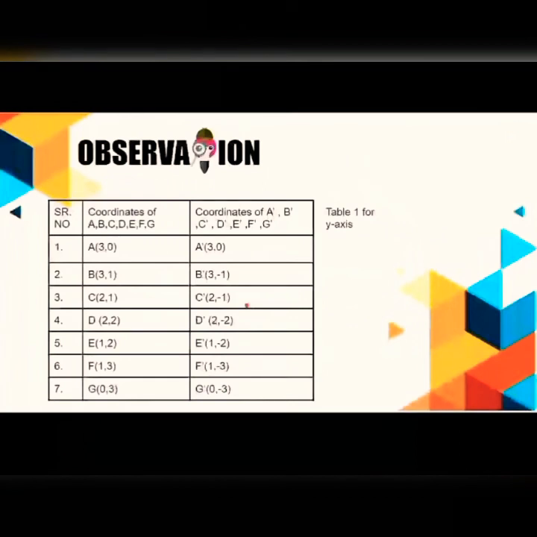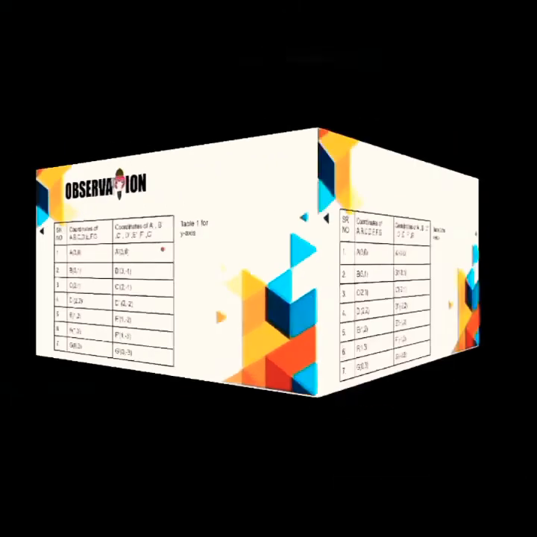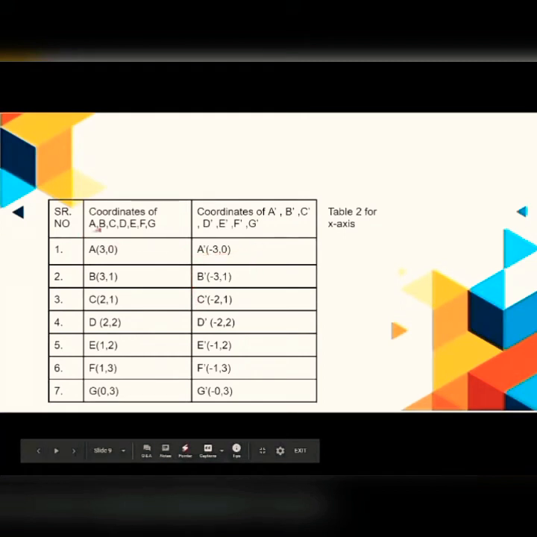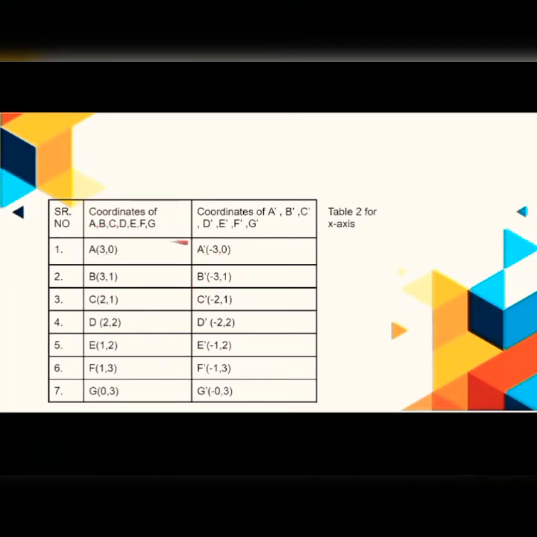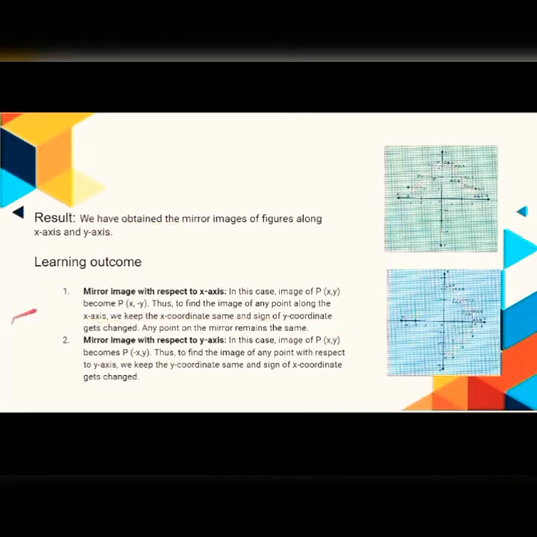Moving further, now we will discuss the observation. In the observation, this is table 1 for the y-axis, and this is the positive and this is the negative coordinates of A to G. Okay, let's move. This is table 2 for the x-axis, positive, and this is negative, as I have told you. These are the coordinates of A to G. So now, if we talk about the result, we have obtained a mirror image of the figure along the x-axis and y-axis. This is the y-axis and this is the x-axis. Okay, so now the learning outcome, or we can say the conclusion.